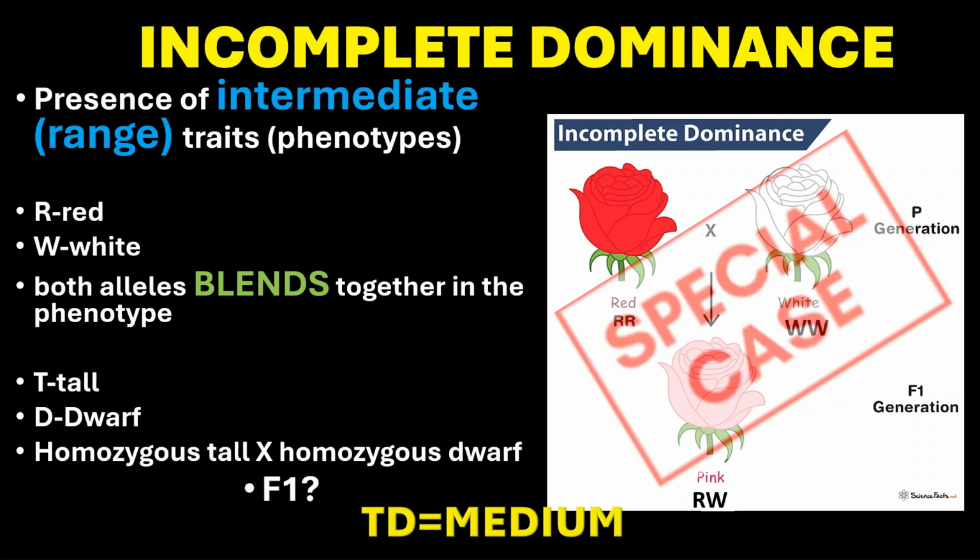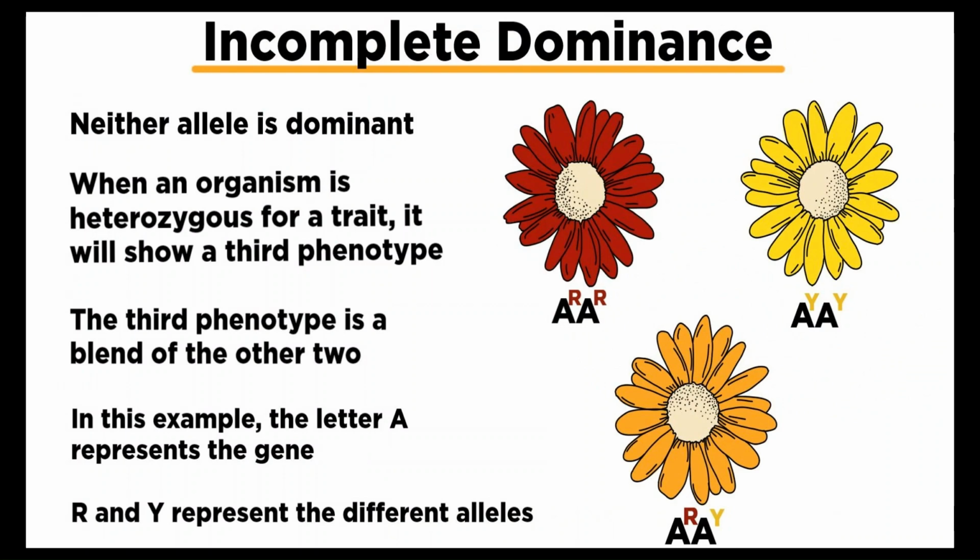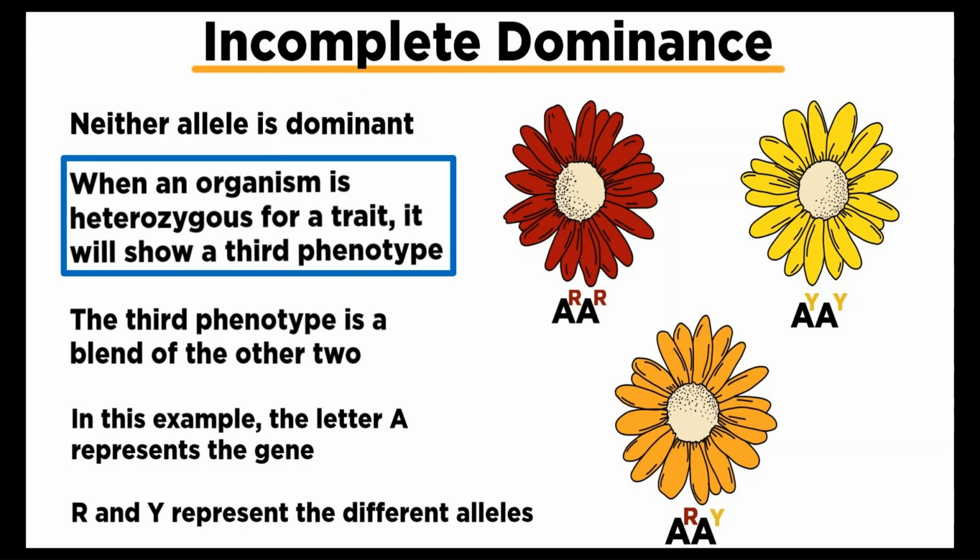This actually doesn't follow the usual rules, hence it doesn't fall under the natural Mendelian genetics. It's actually a unique case. Another example is here. Neither allele is dominant. One parent is red, one parent is yellow. They produce an offspring that doesn't resemble any of them, though they share a similar phenotype. All three appear as flowers. If you look at it carefully, it's a family of three with three different colors. So here, when an organism is heterozygous for a trait, it will show a third phenotype. It's because neither allele is dominant, and there's a third phenotype in the family.